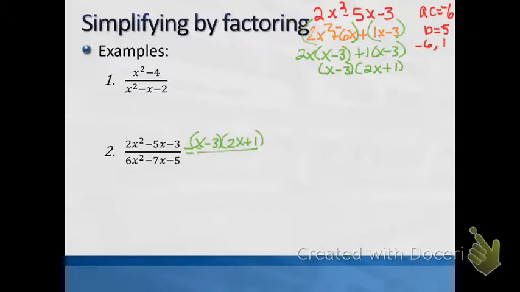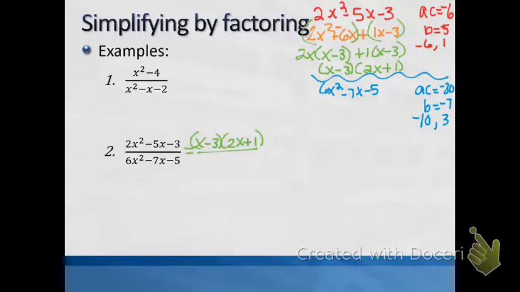And then we'll also need to factor our denominator. So we'll do this again with the 6x squared minus 7x minus 5. And our AC value here would be negative 30, and our B value would be negative 7. So we're looking for two numbers that multiply to negative 30 but add up to negative 7. Those two values would be negative 10 and positive 3. They multiply to negative 30 and add up to negative 7.